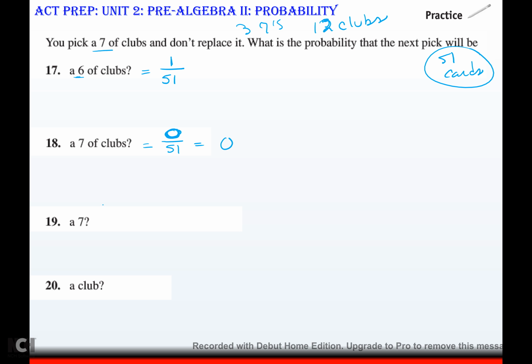Okay, a 7, well now we don't care about the club, but you took a 7 out of the deck, which means there's only 3 left in the deck out of 51. And that reduces down to 1 out of 17. A club. There are only 12 clubs left because you took one of the 13 clubs out, so there's only 12 ways left to win out of 51, not 52. Sorry, because we don't have 52 in the deck, which reduces down to 4/17. Okay?